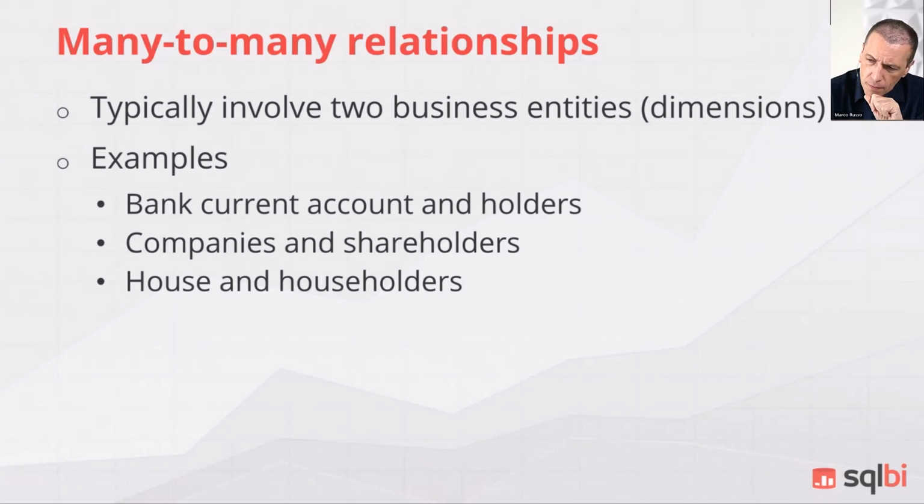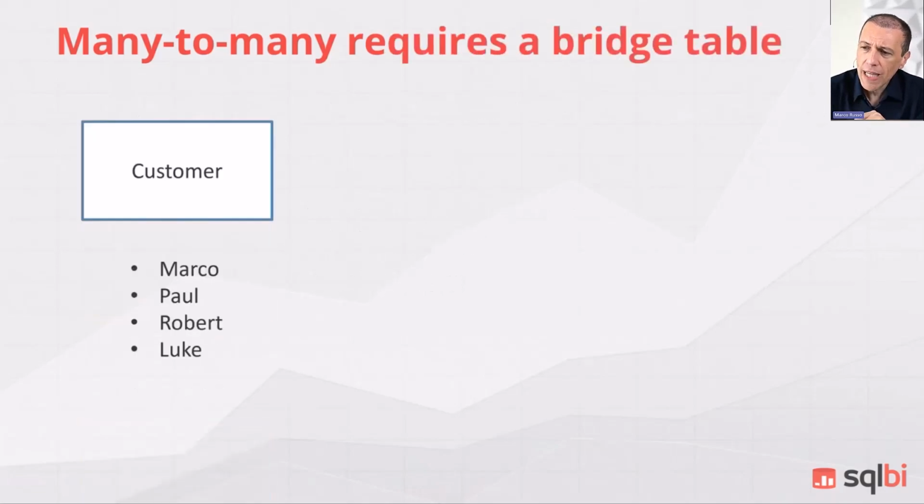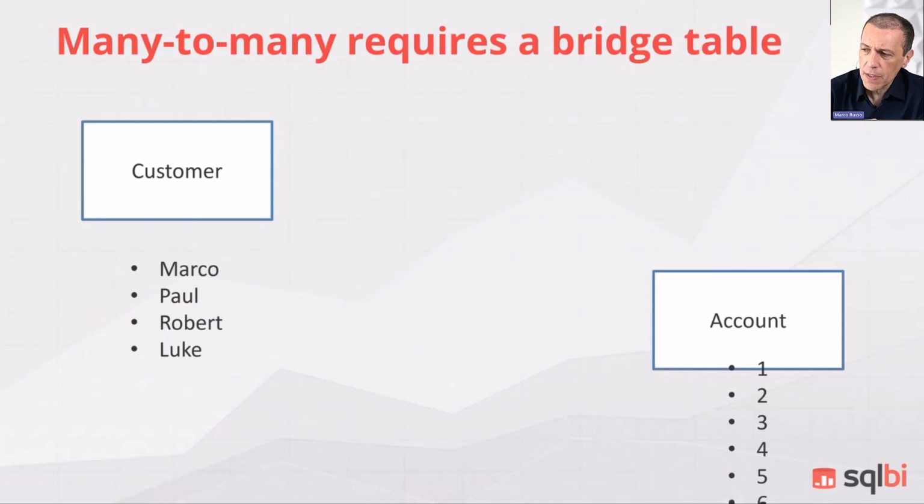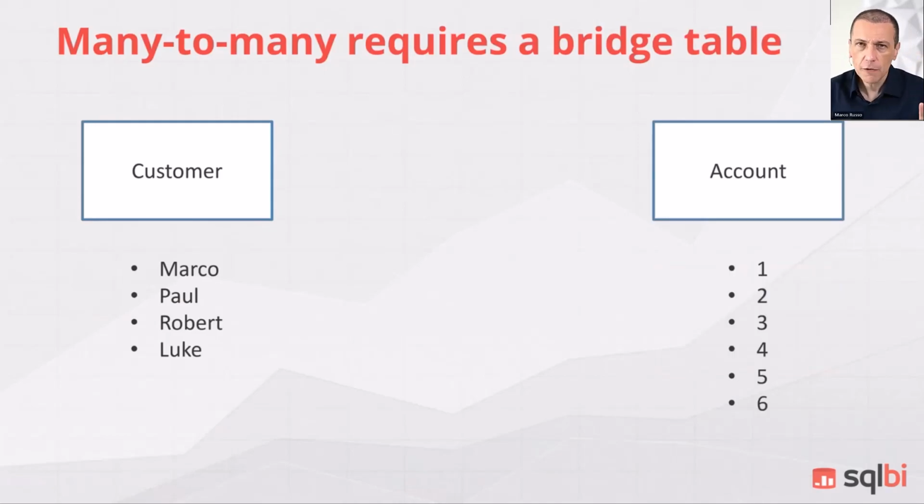Now, in this case, we have this situation. For example, let's recap. We have 6 accounts and 4 customers. The first problem is, in order to define who owns which account, these 2 tables are not enough. We don't have the information.